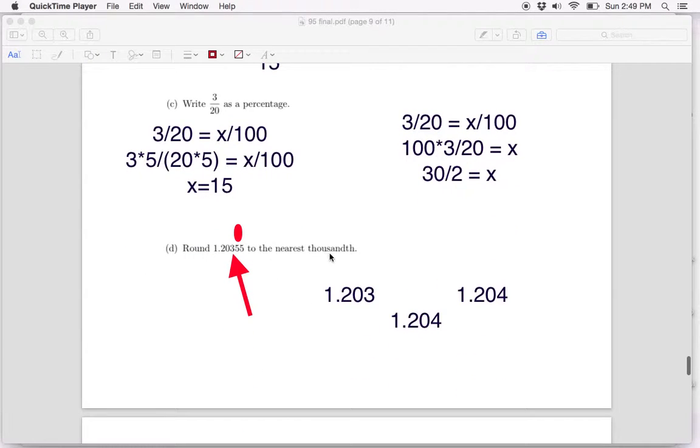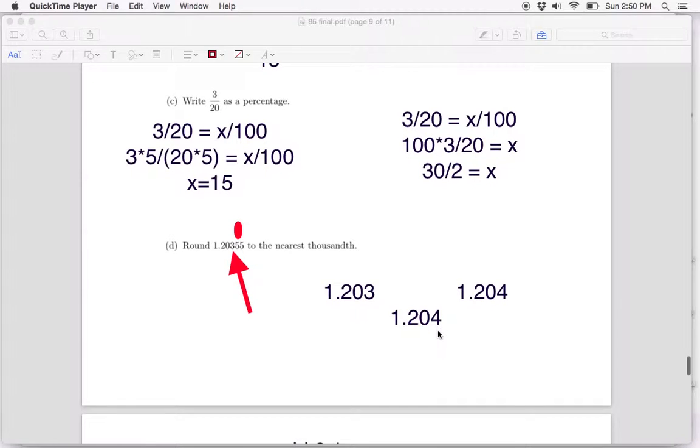Right, here I'm rounding to the nearest thousandth with that th on the end. So that's tenths, hundredths, thousandths, so that's the 3. So my two options are either going to be 1.203 or 1.204, and I have to look at what's behind it and say, okay, that 55, that makes it closer to the 4, so it's beyond halfway. So that's 1 and 204 thousandths.